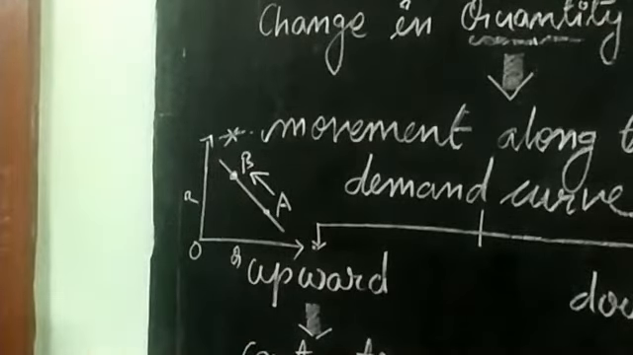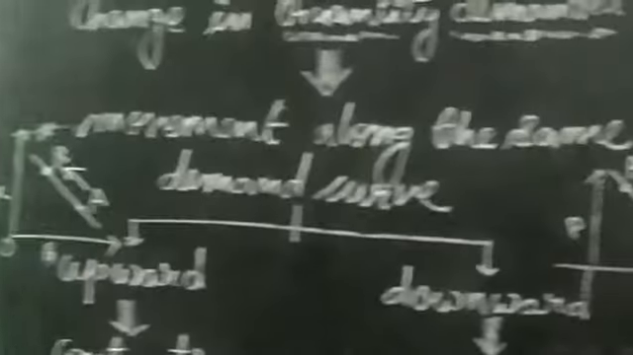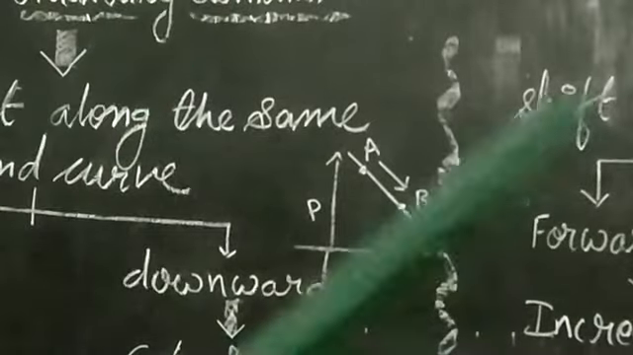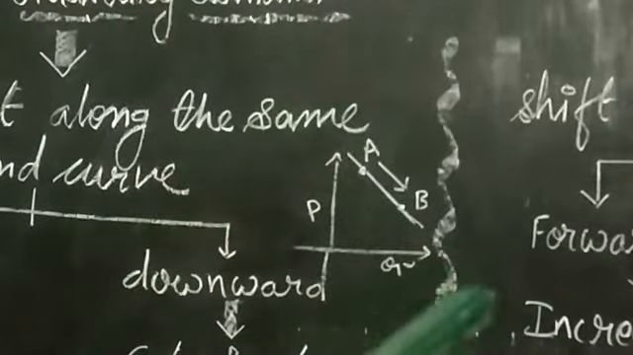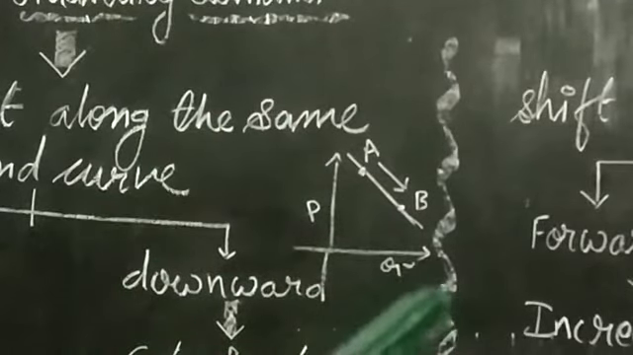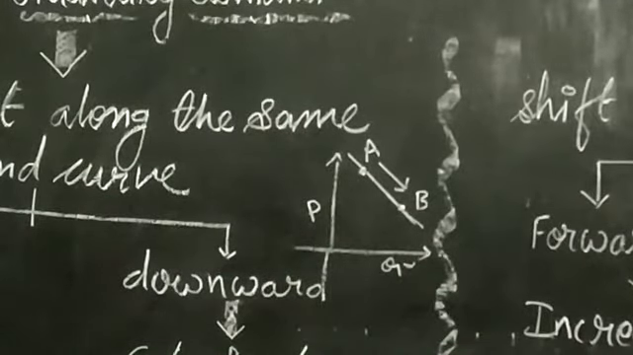And downward movement along the same demand curve happens when a consumer moves from point A to point B, which is situated downward, and this downward movement is known as extension or expansion in demand.